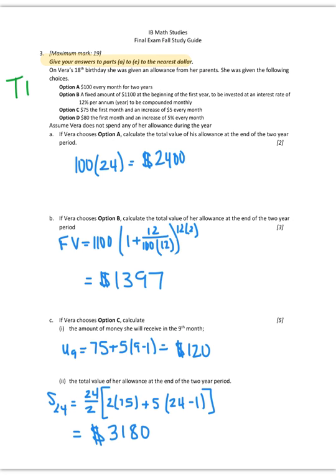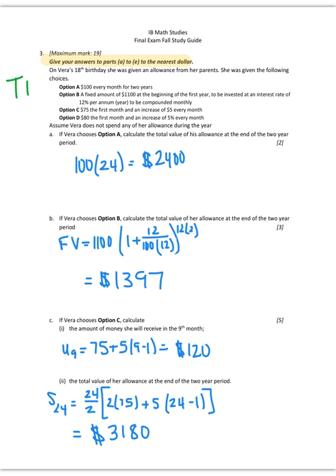Option C is an arithmetic equation. She starts with $75 and gets $5 every month, or $5 extra every month. So in the 9th month, she'd have 75 plus 5, her initial value, plus her common difference, times n minus 1, or 9 minus 1. She would get $120 on the 9th month.